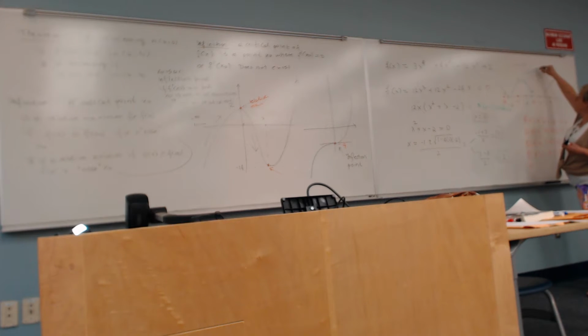What is the relative minimum? Which points are relative minimum? Negative 2 and 1, right? Is there an inflection point that you see? No, right? We don't see any inflection points here. So 0 is relative max, and minus 2 and 1 are relative minimum, right?